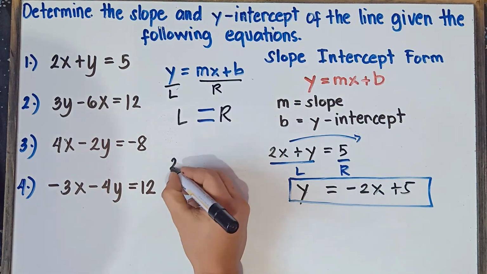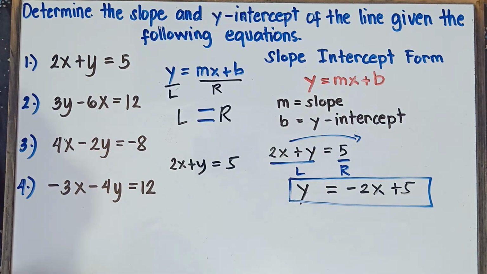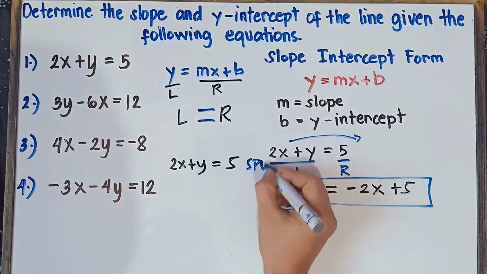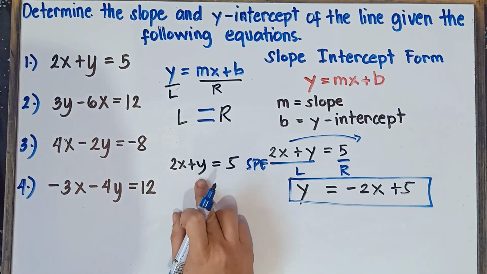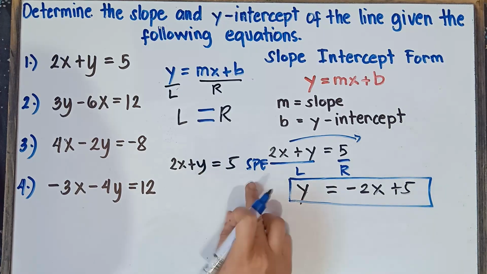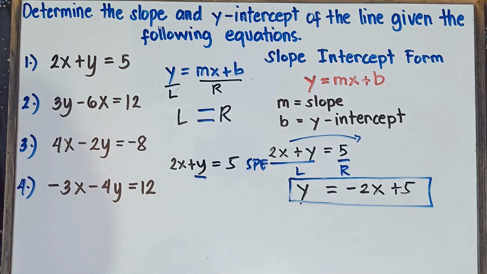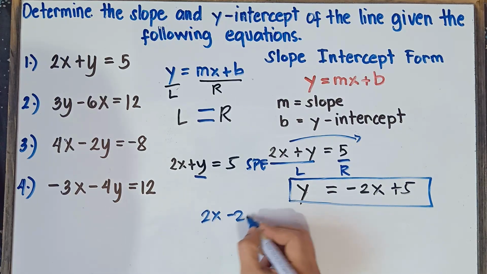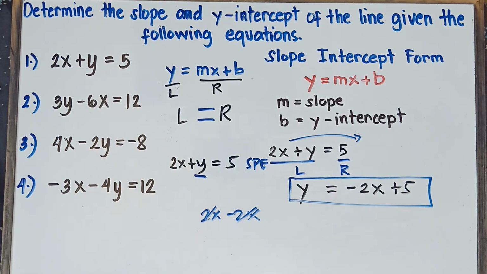Now, the other solution, class. We have 2x plus y equals 5. We can apply the subtraction property of equality so that the remaining expression on the left is only y. We can subtract both sides by 2x. Question, sir, why do we need to subtract both sides by 2x? So that the remaining expression is only y, because 2x minus 2x cancels out. That would be 0. So we can subtract both sides by 2x.